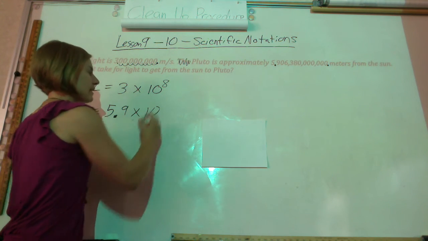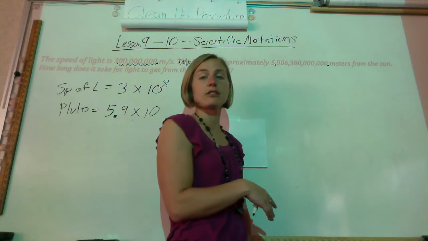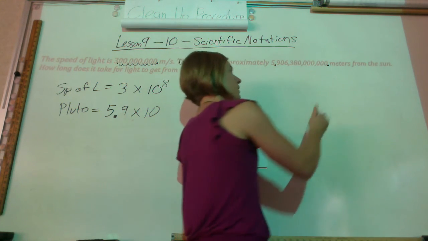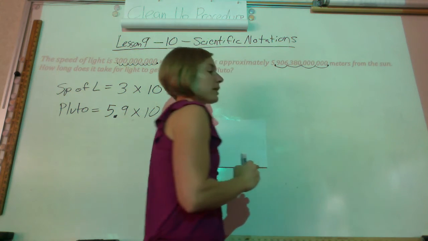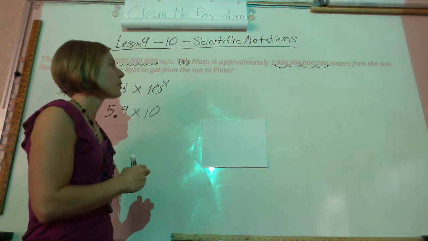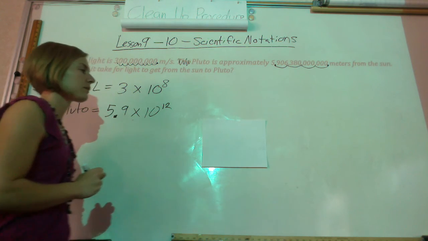So we need times 10 to some power. So we're going to move it, and let's do skip counting because that actually makes it easier than doing every single one. So here we're moving up 3, 6, 9, 12 places. You can count each one if you wanted to, but we made it smaller by 12, so we need to have a positive 12 here.